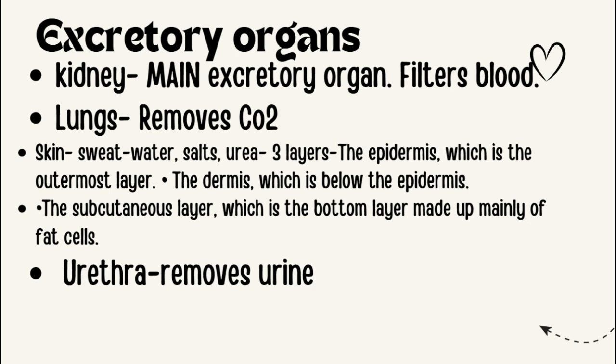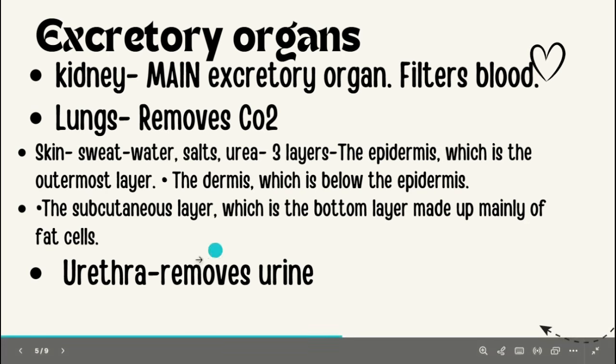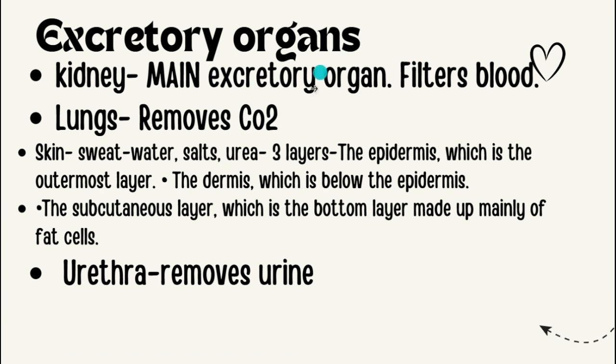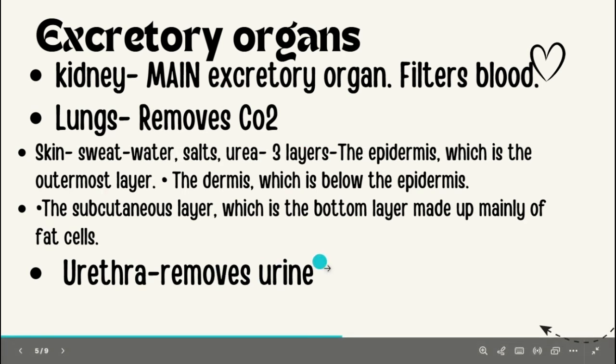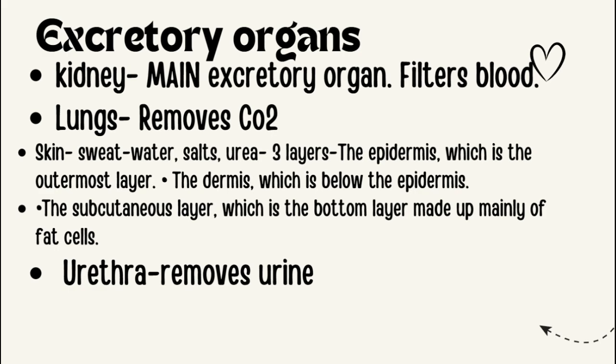And just to know that the urethra removes urine. The kidney filters out the blood and makes the urine, and then the urethra is where the urine passes out to get out of the body.